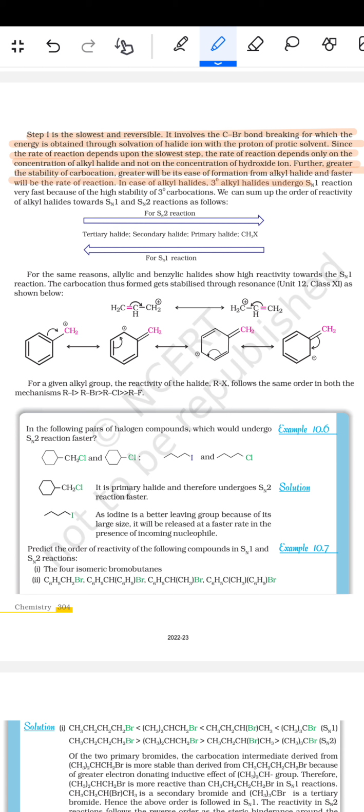In case of the alkyl halides, 3 degree alkyl halides undergo SN1 very fast because of the high stability of the 3 degree carbocation. We can sum up the order of the reactivity of the alkyl halides towards SN1 and SN2 as follows. For the SN2 reaction: tertiary halide, secondary halide, primary halide and CH3X, and then for the SN1 reaction, these are given.